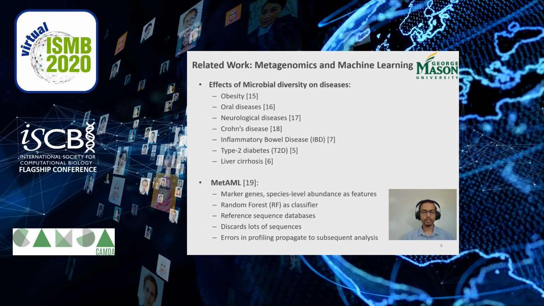Here I'll be presenting some of the related work in this area briefly. So there is research work that studied the relation between different types of disease and the shift in microbial diversity. For example, obesity, oral disease, neurological disease, Crohn's disease, and so on. One of the popular methods in this area is MetAML, which involves identifying the marker genes and species level abundance as features, and then using a random forest as classifier.